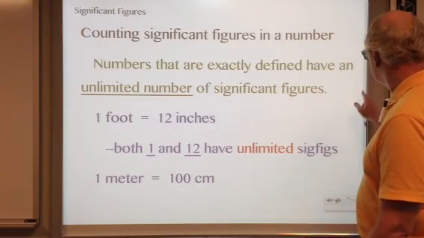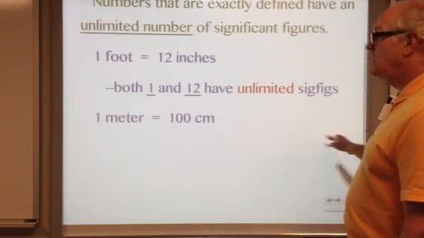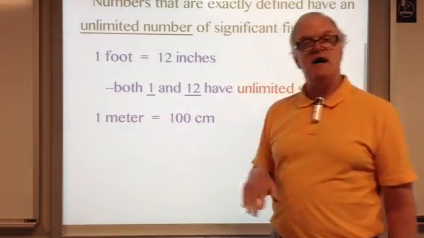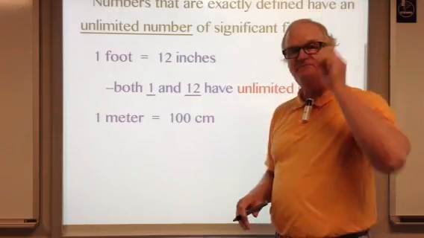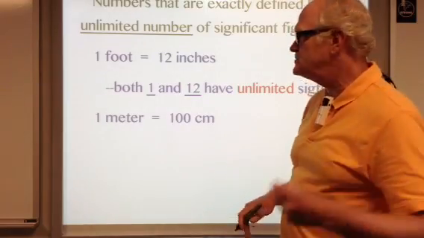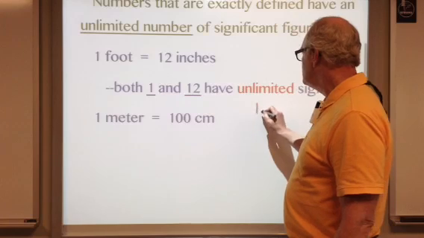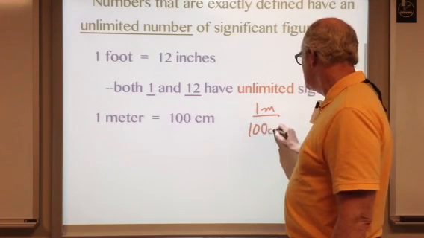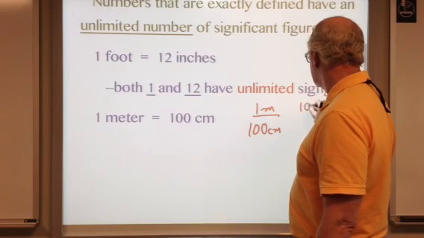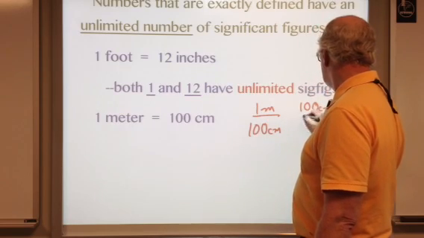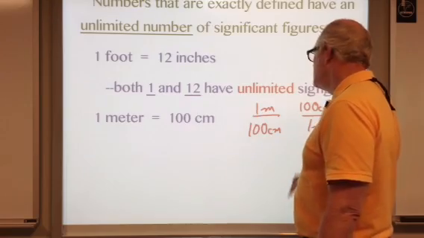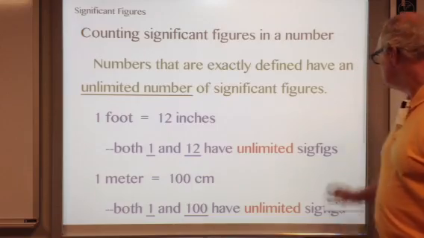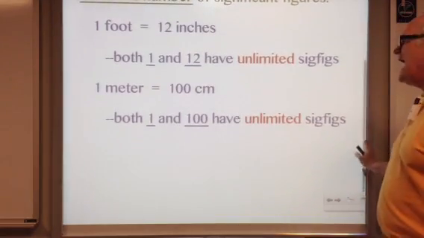So here's another similar example. What if we're talking about the metric or SI system? 1 meter can be divided into 100 centimeters. So by definition, there are exactly 100 centimeters in a meter. So if we use a conversion factor, 1 meter over 100 centimeters, or 100 centimeters is the equivalent of 1 meter, in this context, these numbers have an unlimited number of significant figures. They are exact.